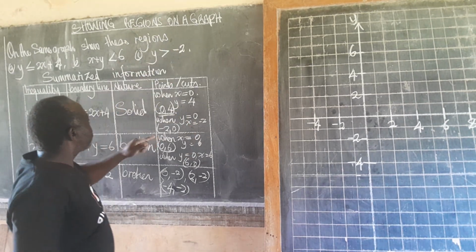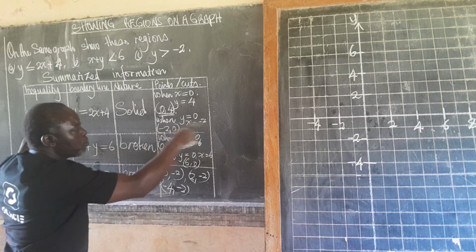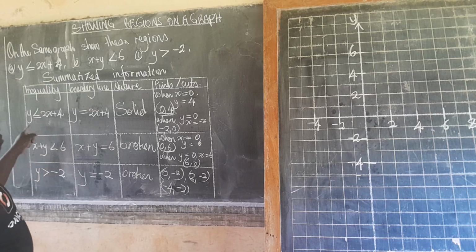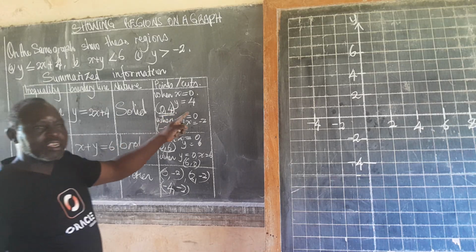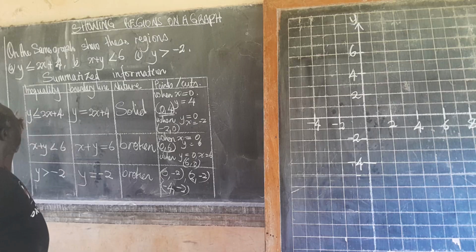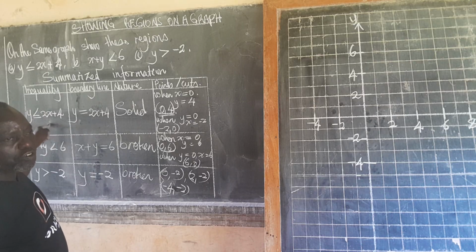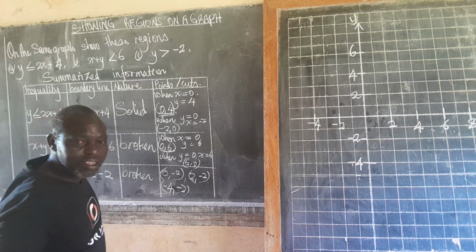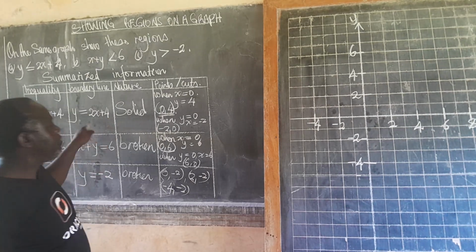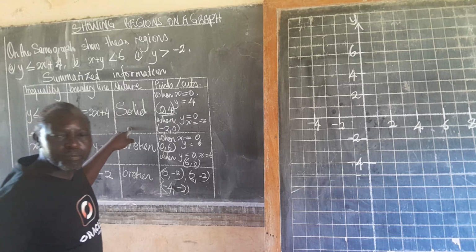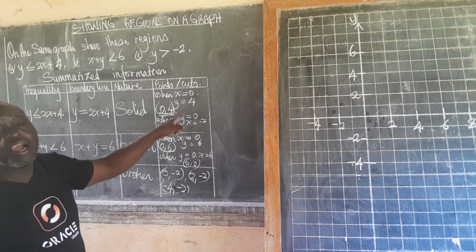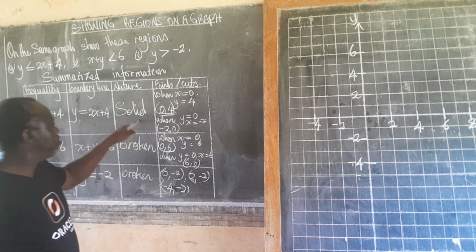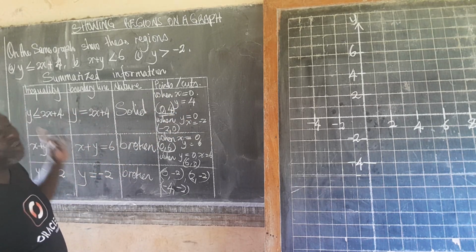Therefore, we are going to consider this row. This is a row, and these are columns. Why are we considering this row? We began from y less than or equal to 2x plus 4. Then we come to the boundary line, which is y equals 2x plus 4. Then we come to the nature of the line, which is solid. Then we have the cuts.